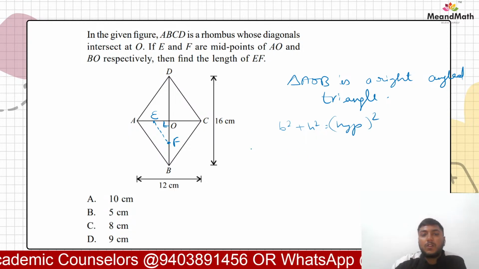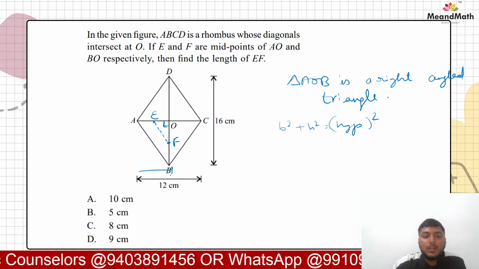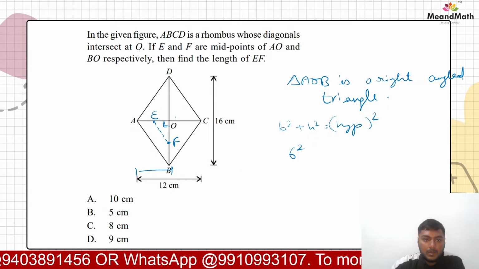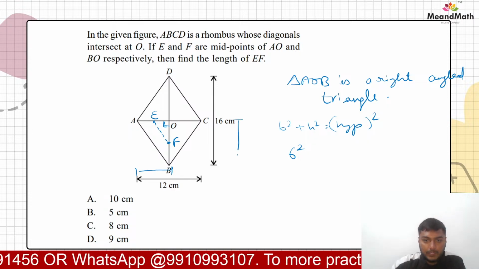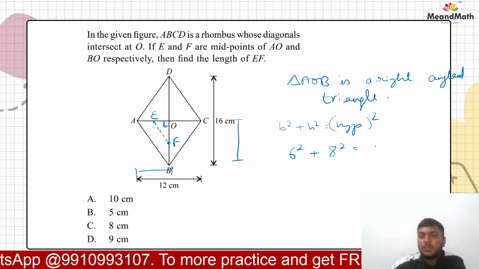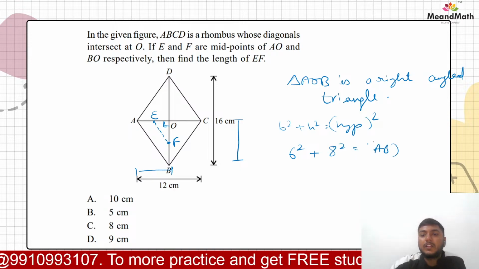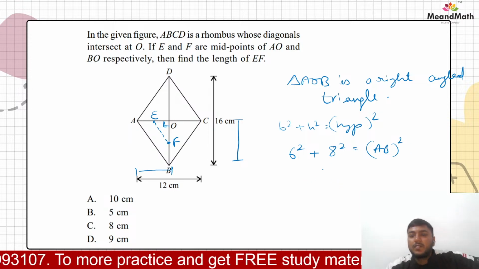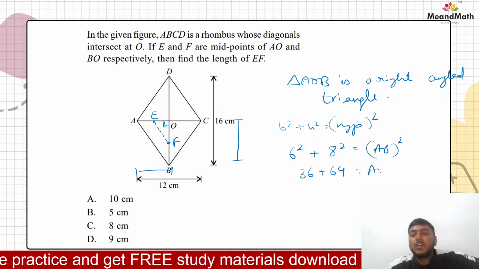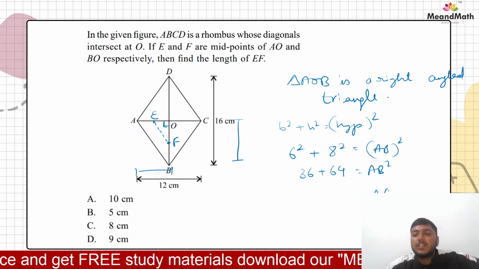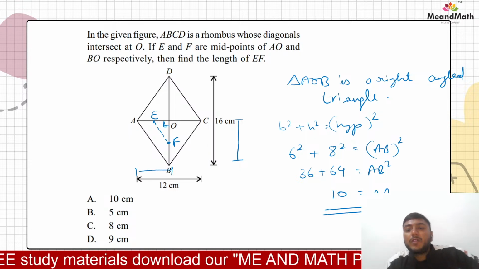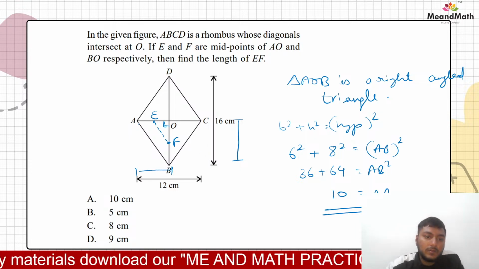So now AO would be half of 12, so that would be 6 square. BO would be half of 16, so that would be 8 square. That is equal to AB square, because that is the hypotenuse. So 6 square is 36, 8 square is 64, equal to AB square. So we can easily say AB would be root of 100, so that would be 10.